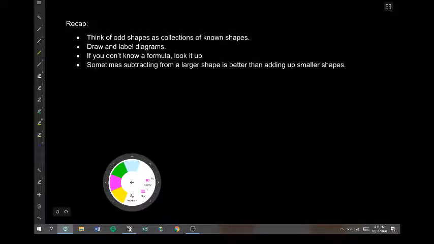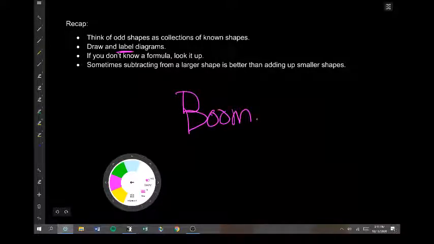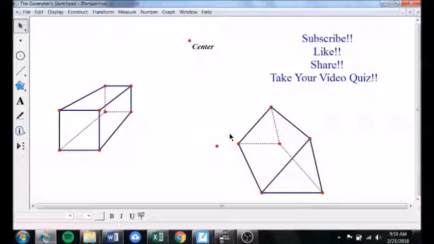Recap. Think of odd shapes as a collection of known shapes. Draw and label diagrams. Putting on units and measures and lengths is so helpful. If you don't know a formula, look it up. Again, big secret, the internet. Sometimes subtracting from a larger shape is better than adding up smaller shapes. Boom. We're done. We did it. We got through another math video.